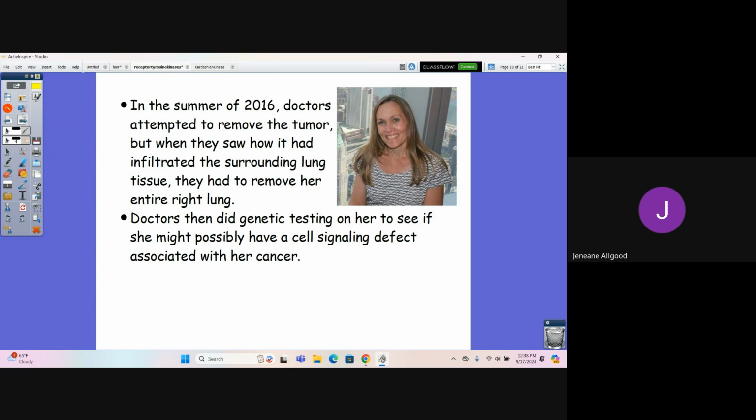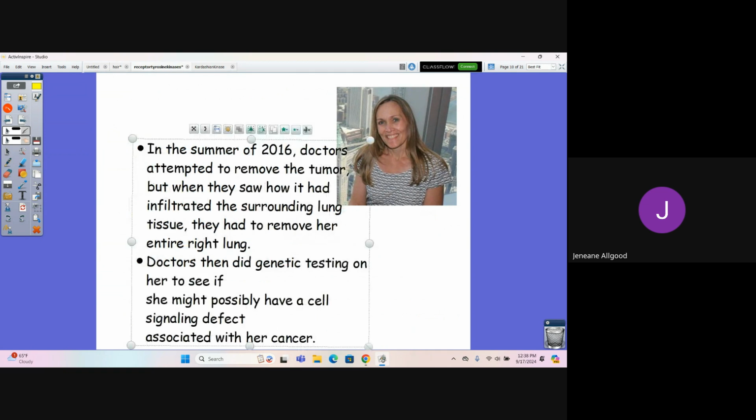So you can live with just one lung. She just has to be super careful, especially in the age of COVID and the COVID that's coming back, whatever version this is now. Doctors then did genetic testing on her to see if she might possibly have a cell signaling defect.